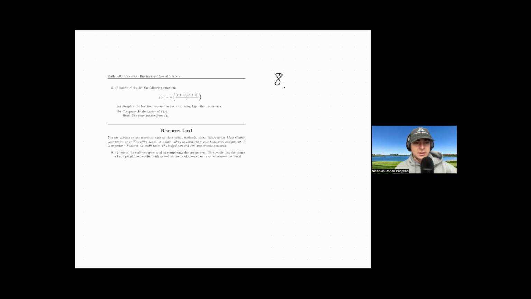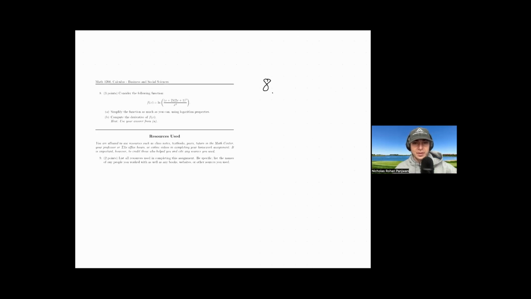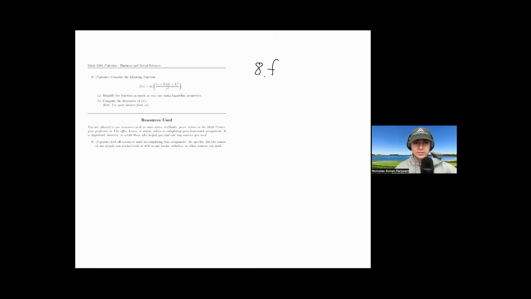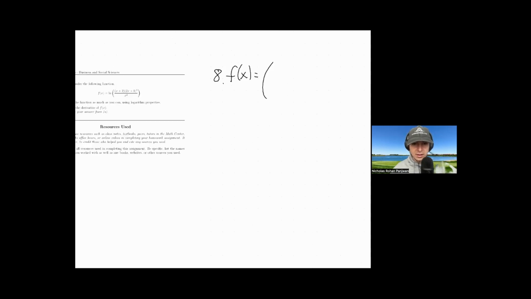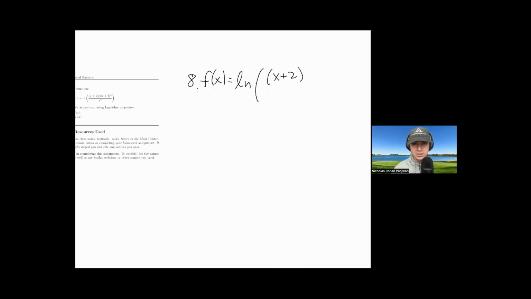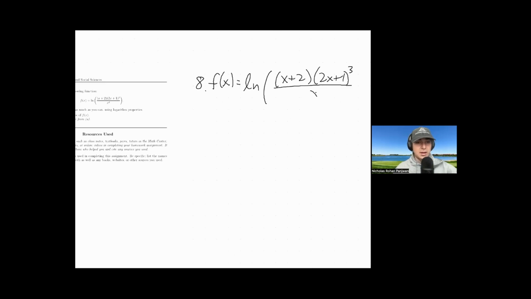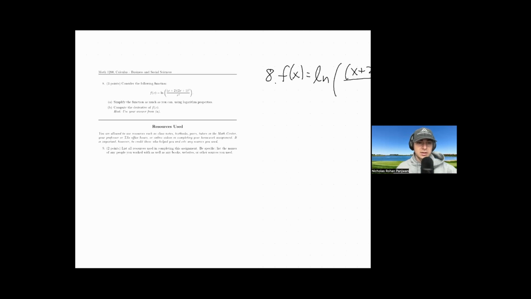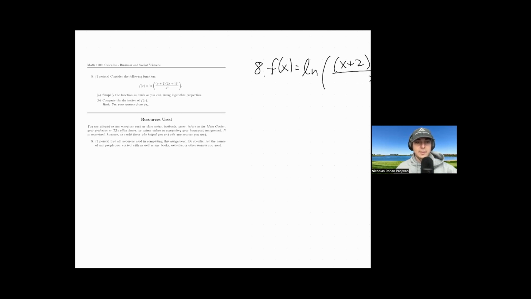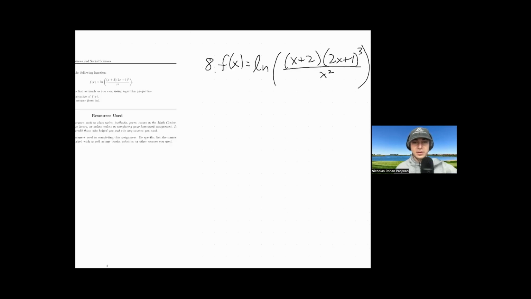All right. Consider the following function. f of x is equal to ln of (x plus 2) times (2x plus 1) cubed over x squared. Okay, I'm considering it. Simplify the function as much as you can using logarithm properties and then compute the derivative. Hint, use your answer from a.